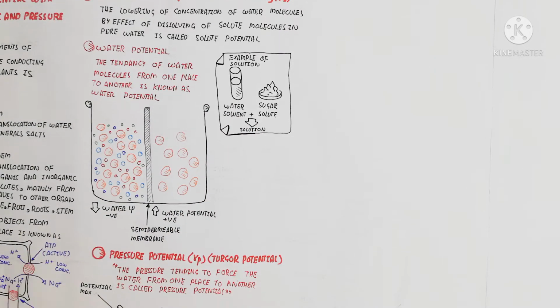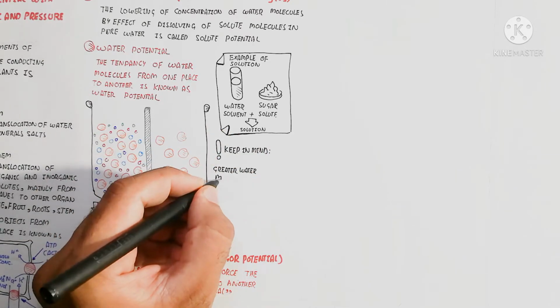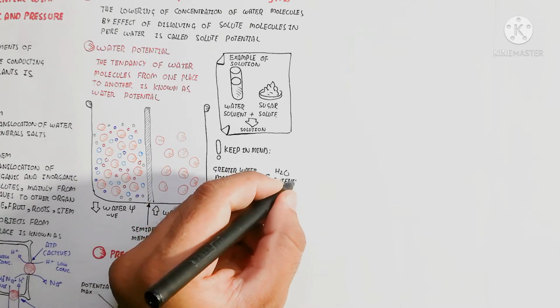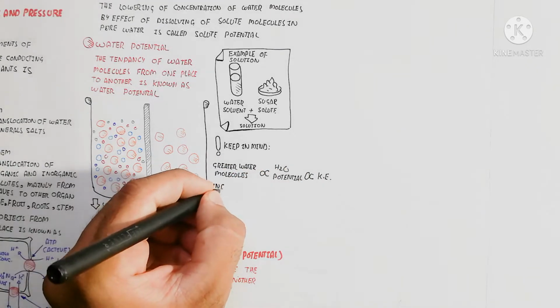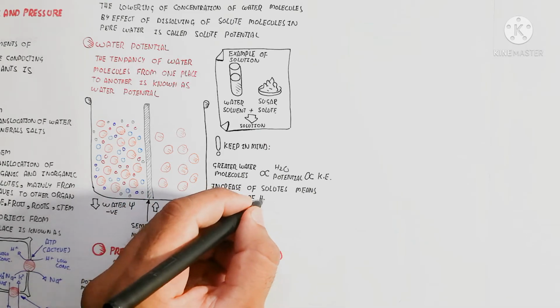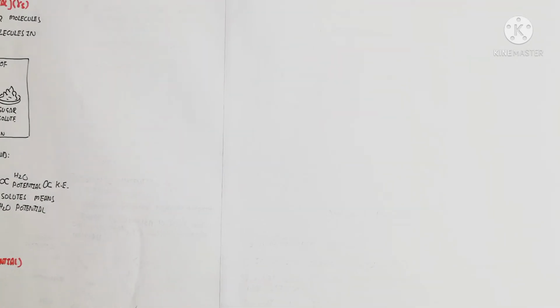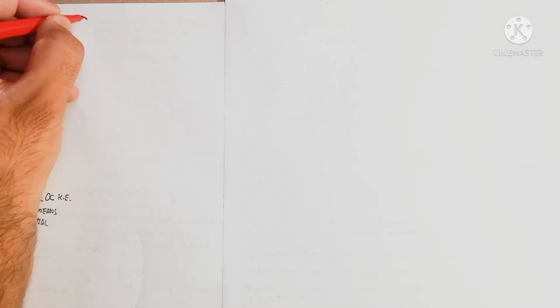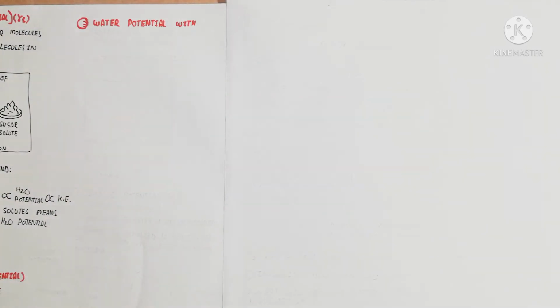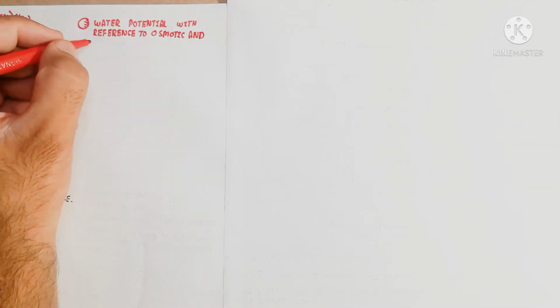On the other hand, an example of a solution is water as the solvent and sugar as the solute. The higher amount of molecules is known as the solvent in the solution, while the sugar, the lesser amount of molecules, is known as the solute. Keep in mind, greater water molecules is directly proportional to the water potential, and water potential is directly proportional to the kinetic energy. So the more water potential, the more water kinetic energy in pure water, with greater water molecules. An increase of solutes means a decrease of water potential. So that is the opposite; the solute potential is always negative.